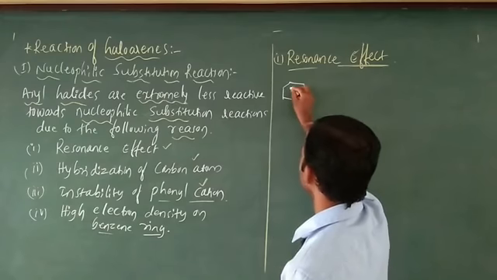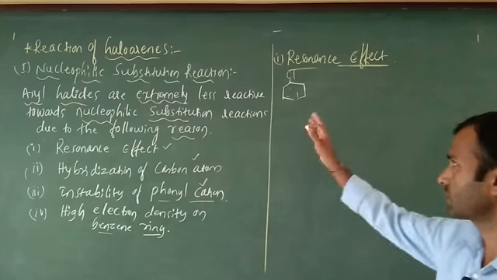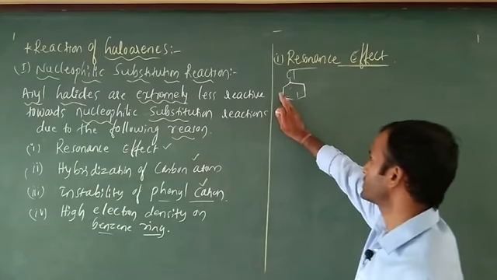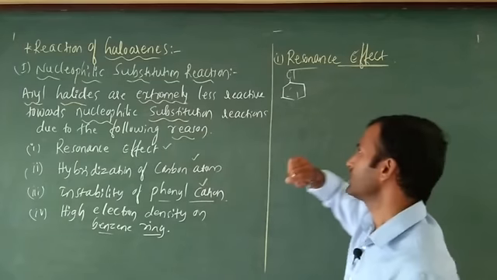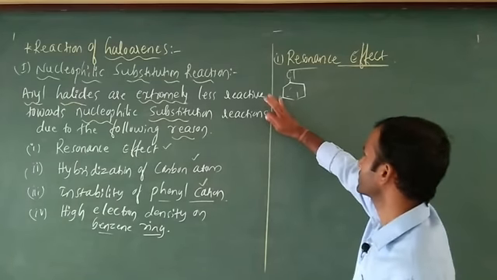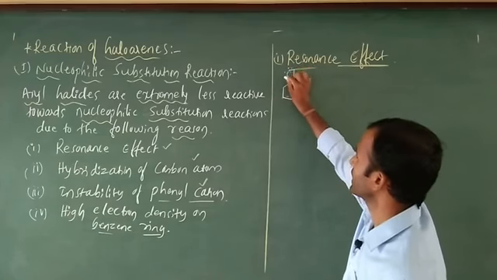This is the benzene ring, and this one indicates Cl. The name of this compound is chlorobenzene. This chlorobenzene does not undergo nucleophilic substitution reaction. In this case, what happens is that chlorobenzene has a lone pair of electrons.